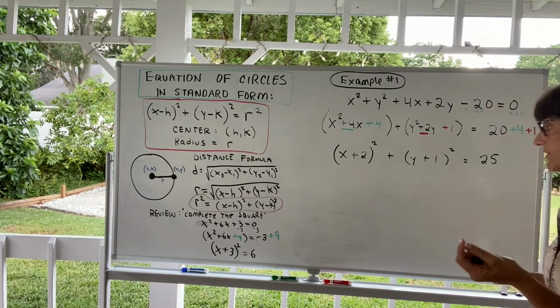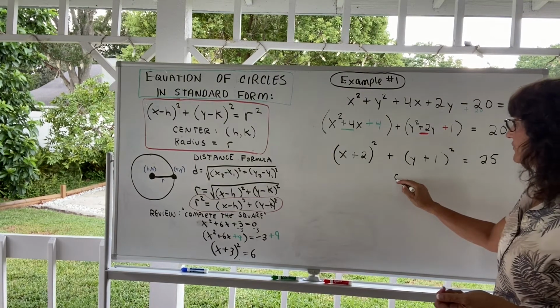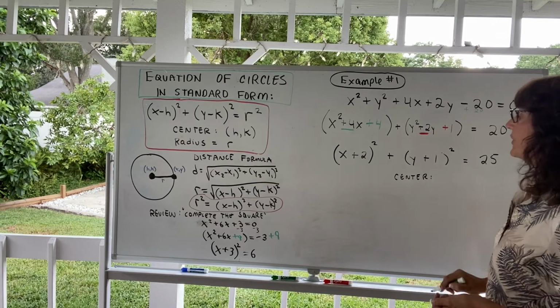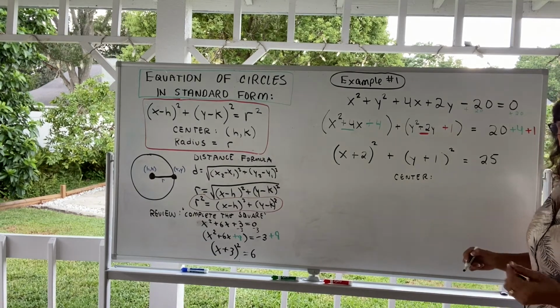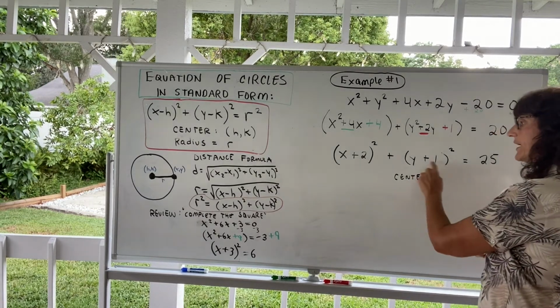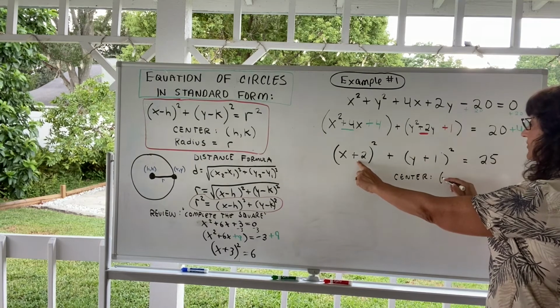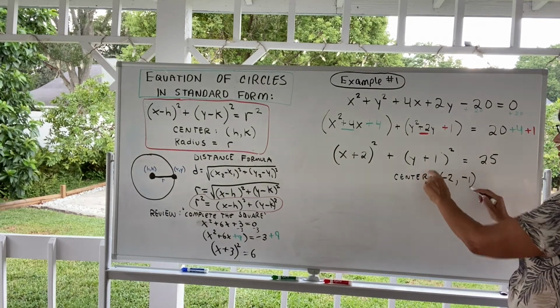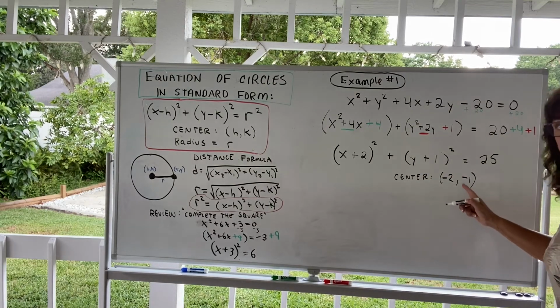Now we're not done yet, because what is the center? Let's find the center so we can see what the graph looks like. Now we're going to look for the h, k. This is a minus h and a minus k, so the h is going to be negative 2, isn't it? You have to change the sign, and the k is going to be negative 1. So your center is at negative 2, negative 1.